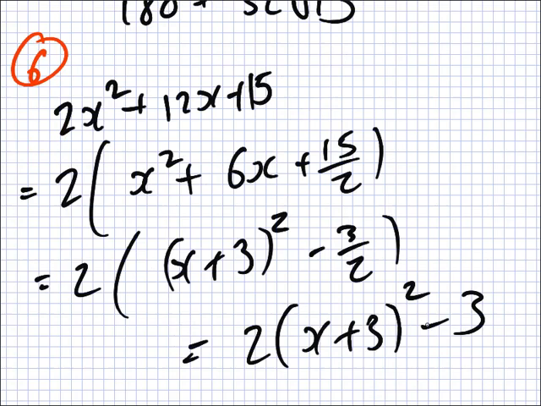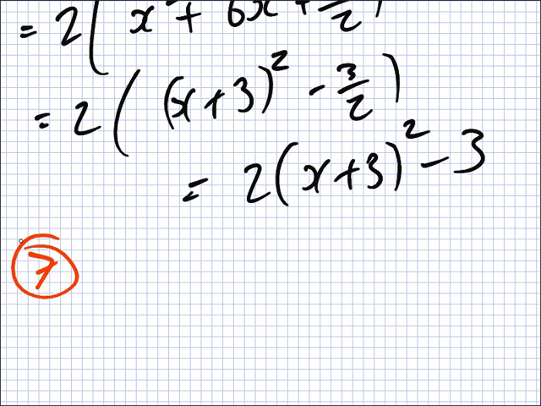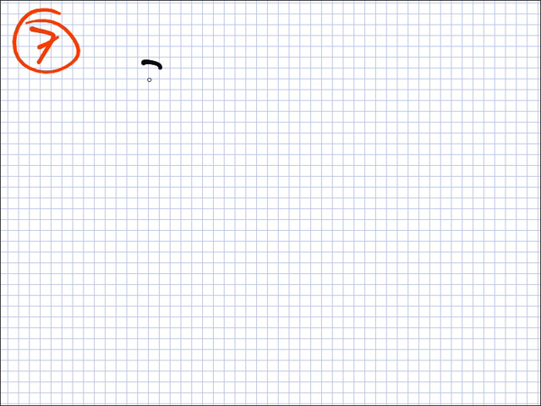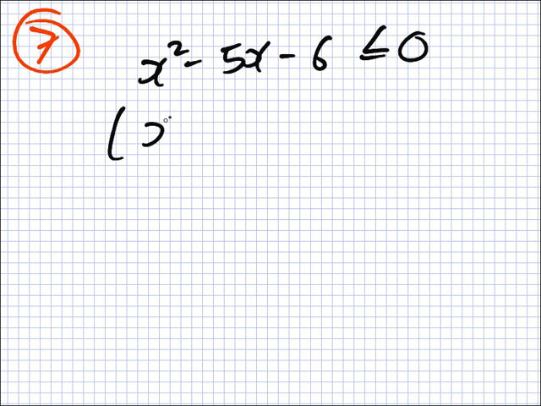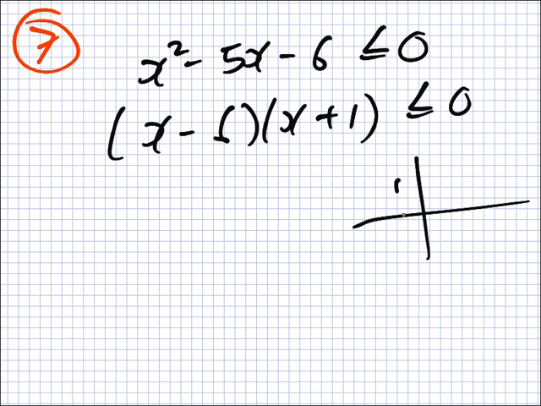Now, let's see if people got number 7 right. The first part to look at is x squared minus 5x minus 6 less than or equal to 0. So that's x minus 6 and x plus 1 less than or equal to 0. Minus 1 and 6. Under or over? Under. And I also tell you x could be an integer.